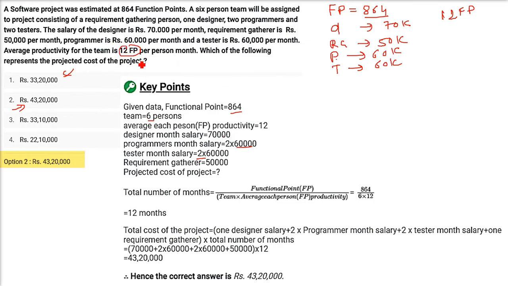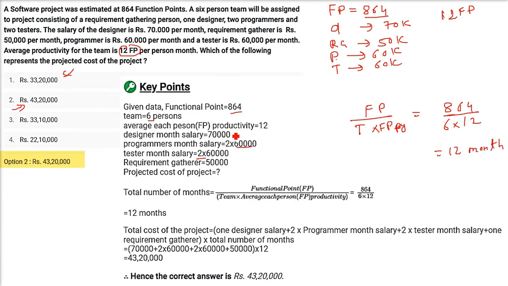The months, because the 12 FP per person month is involving the person month, and the 864 is involving the function points. So FP get cancelled from here, and we have around 6 person. So we have to put 864 functional point in the numerator, the team, that is the person, in the denominator, and the average each person FP productivity in the denominator. So 864 divided by 6 into 12. So I have just done it using the unit method. I know the unit, which unit is going to cancel.